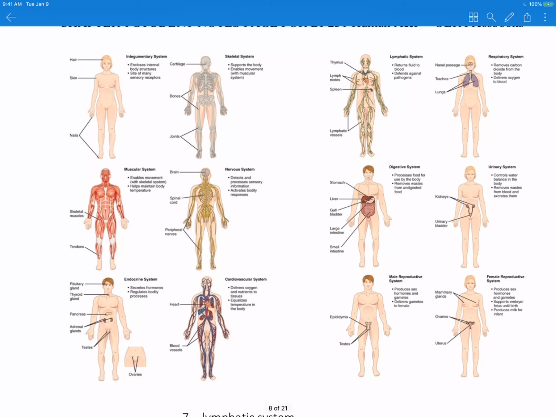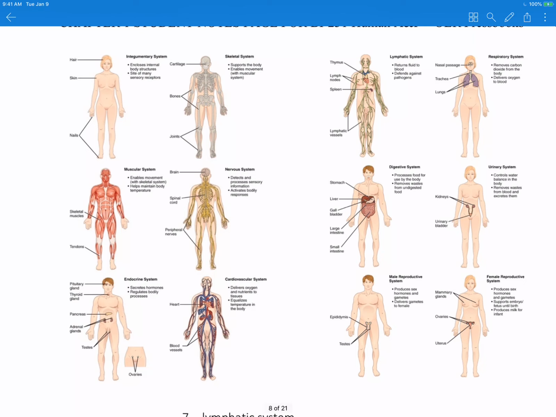The urinary system consists of our urinary bladder, urethra, ureters, and kidneys. It's important because it controls water and electrolyte balance in the body. Electrolytes are basically ions, or little charged atoms. And we have to make sure we maintain the proper balance of water and electrolytes. The urinary system also removes waste from the blood, and it excretes waste from the body. It involves the renal system, which is our kidneys.